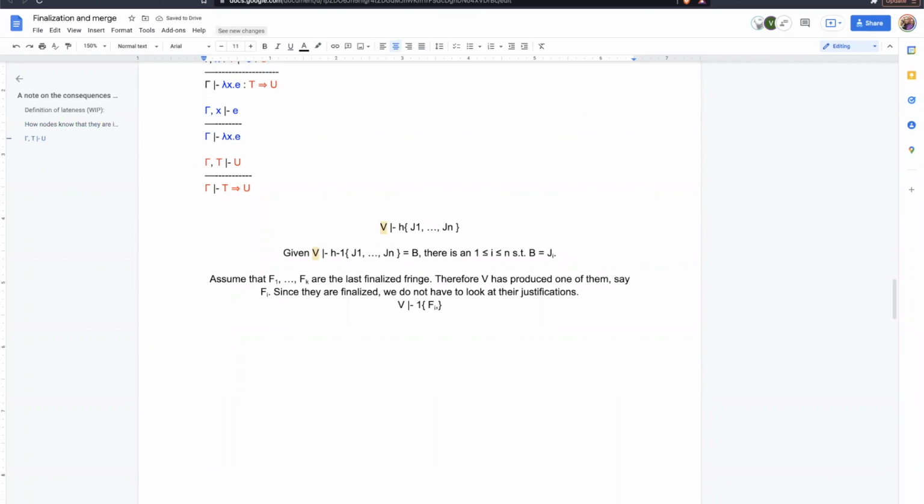Okay, so Fi will be in there, and then there will be some other J1 through Jn. Okay, so that's the block that V produces after it produced the one that it finalized. Now, in the notation above, this would be called V2, but just so that, hopefully you understand my reason. Okay, all right, cool.